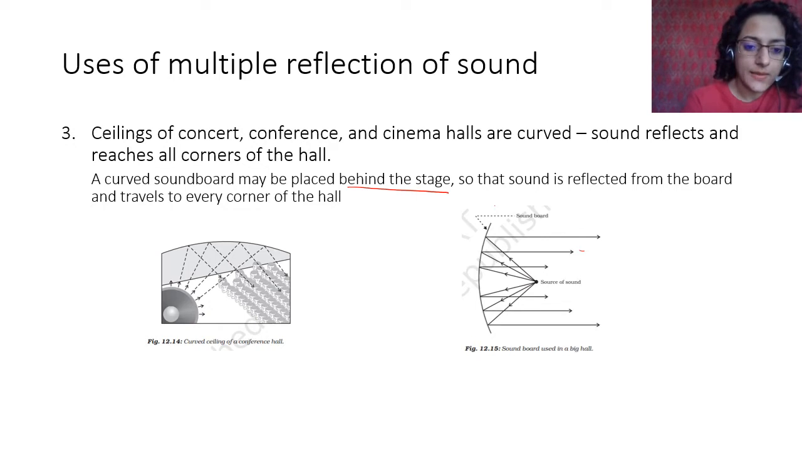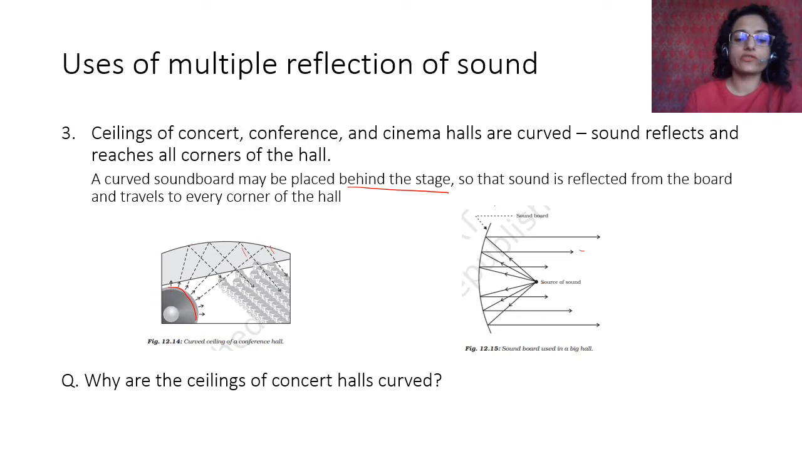So this is an example. This is a curved ceiling of a conference hall. The conference hall, this is the speaker, it goes to every single row, every single part of the room. And soundboard in a big hall, so this is the source of sound. As I said, it will get reflected and go to the audience. Okay.